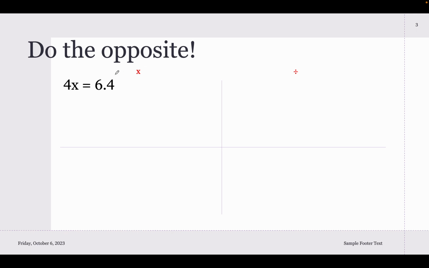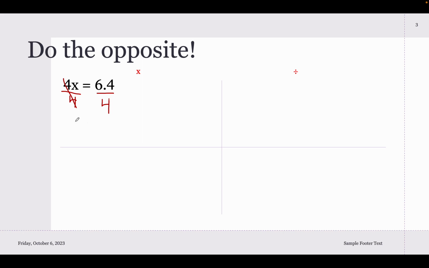Here's the first problem. So I have 4x equals 6.4. So 4x is a way to say multiplying, right? So 4 times x equals 6.4. Well, I need to do the opposite. I'm going to go ahead and divide by 4 to get rid of that 4 because once I do that, 4 divided by 4 equals 1, and then 1 times x equals x by itself, so x is alone just by dividing by 4. Now, if I divide by 4 on this side, I must divide by 4 on this side.